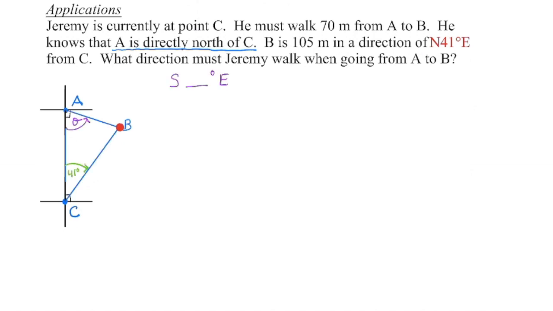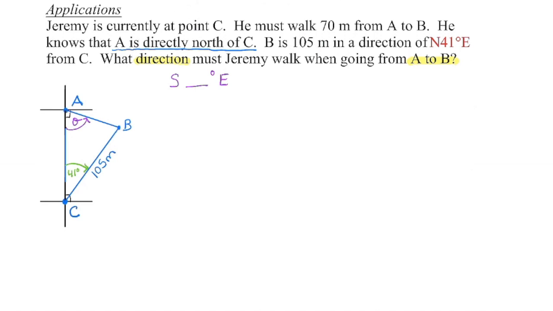All right, so we've got point B going 41 degrees east of north. And we also know that B is 105 meters from C. So we can go in here now and say, okay, these two are 105 meters apart. We are ultimately looking for what direction Jeremy is going to walk going from A to B. So if I go back here and take a look, A to B is going this way.